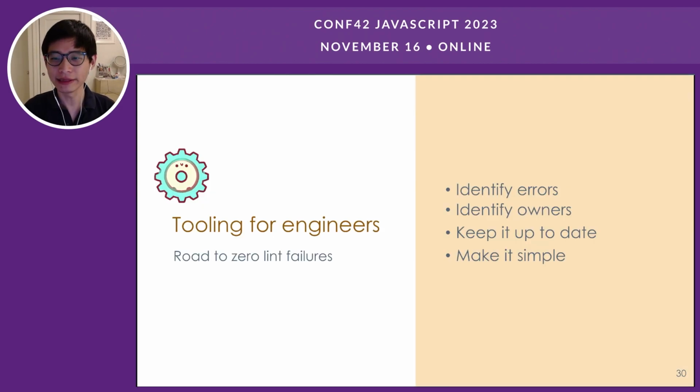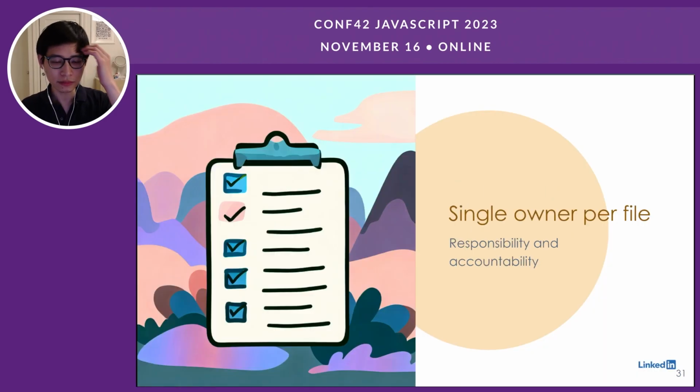So tooling, right? We kept it really simple. Identify the owners, identify the errors, keep it up to date, and that's it. Very, very easy. There are a lot of more sophisticated tools out there, which we ended up looking into migrating to right about now. But just at the very start, make it easy for people to just do their job and clean up the failures.